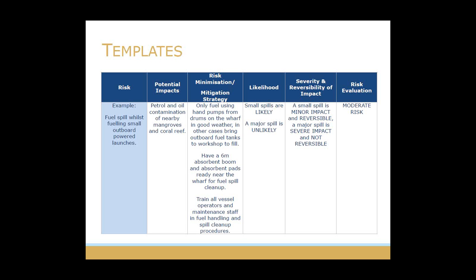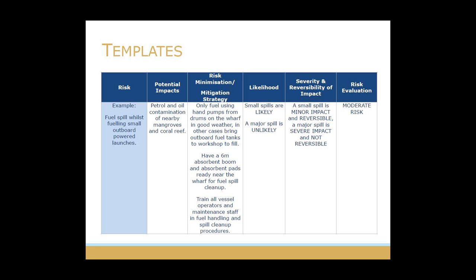We've got a template up on the screen at the moment, which is a basic template for our risk assessment. You can see in the first column we look at what the risk is. We've given an example there: a fuel spill whilst fueling small outboard power launches or power vehicles. I've identified that as a risk within our organisation. We then look at the potential impacts associated with that risk. So petrol and oil contamination of nearby mangroves or coral reef, or the harbour. We then look at risk minimisation or a mitigation strategy. So what are some of the things we're going to put in place to manage this as a risk.